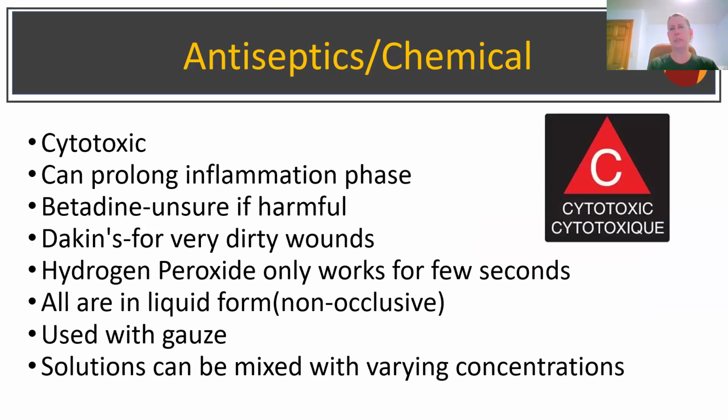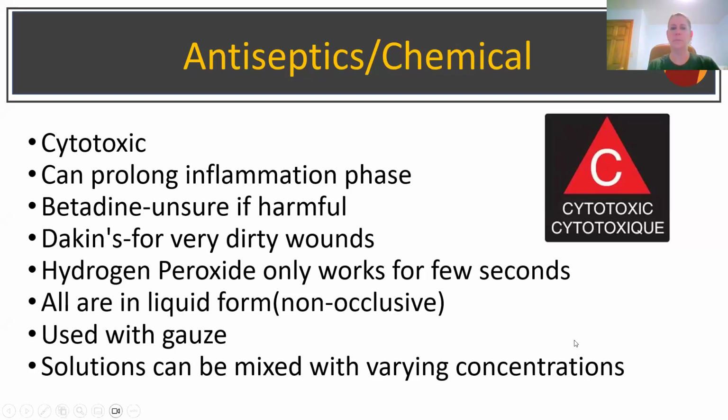Betadine, it's kind of unsure if that's really harmful. Dakin's solution, which is bleach, we can use for very dirty wounds. But again, we don't want to use it for very long. Hydrogen peroxide, you probably have some of that at home. Your mom might have used it with you. It only works for a few seconds. So when you pour it on, it bubbles and then it's gone. So you can use that, and then with a patient, kill the infection, wash the wound out with sterile water or saline, and then put a different dressing on.